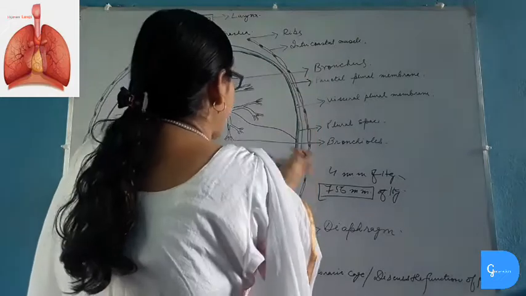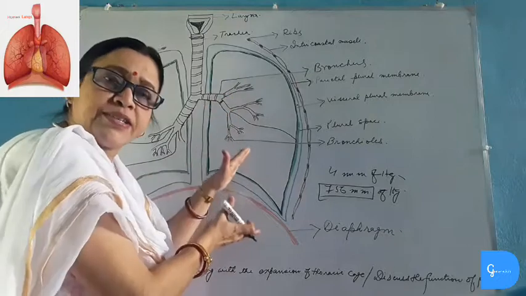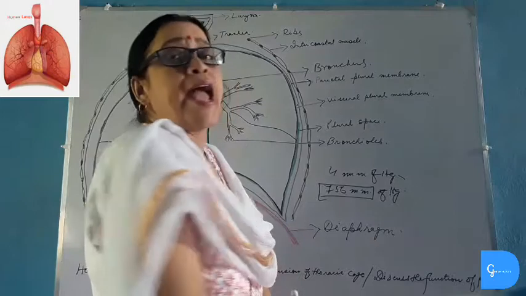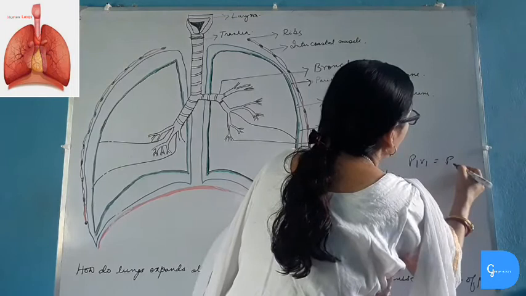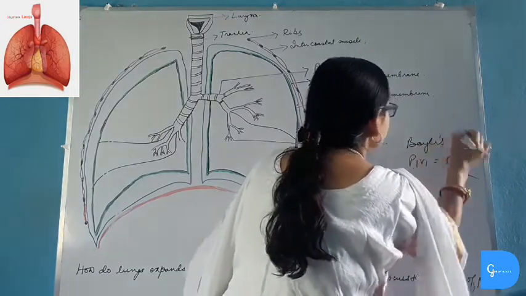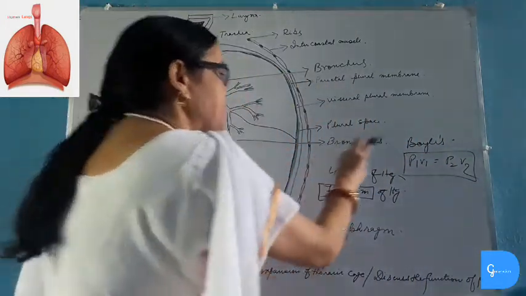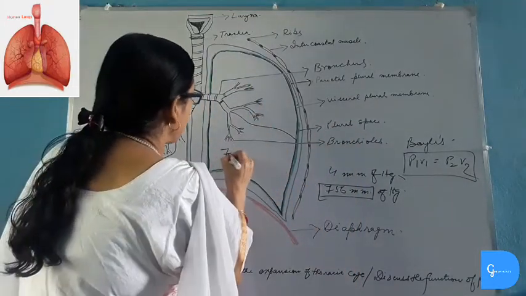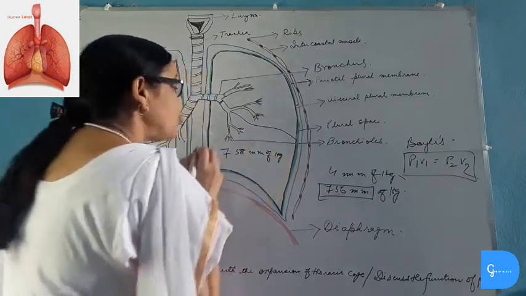As the lungs expand in all directions, the volume of the chest wall or the volume of the lungs increases, and as the volume of the lungs expands, then according to Boyle's law, P1 V1 is equal to P2 V2. This is Boyle's law. So, according to Boyle's law, when volume increases, pressure decreases. So negative pressure is created inside the lungs. It has a pressure of 758 millimeter of mercury during inhalation.